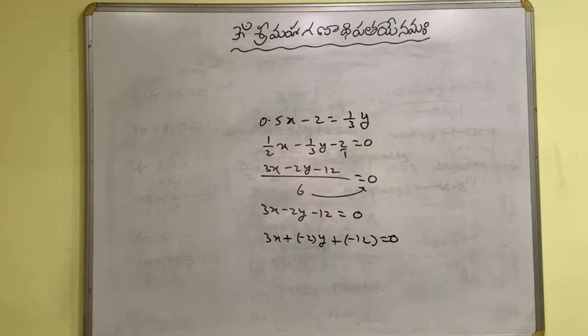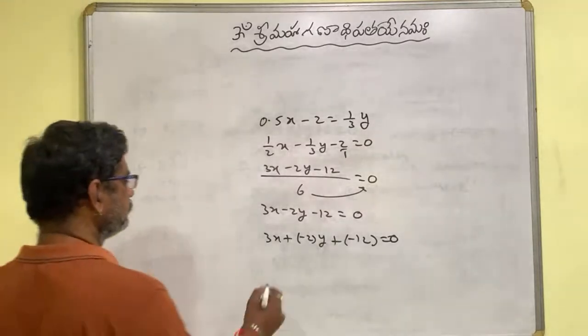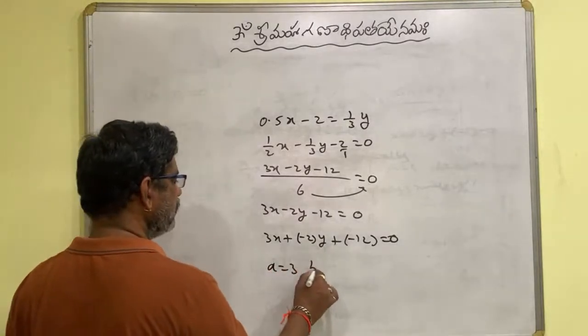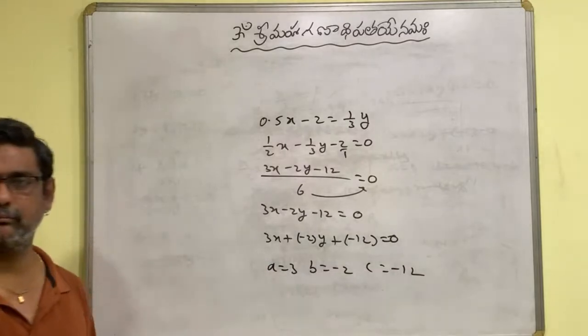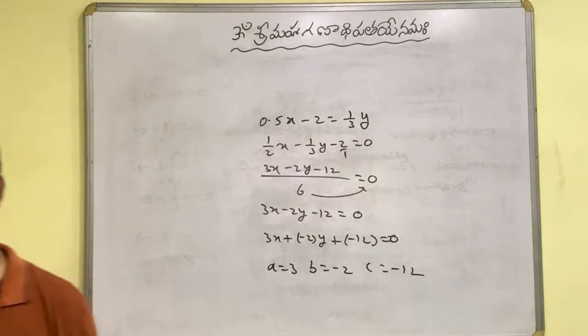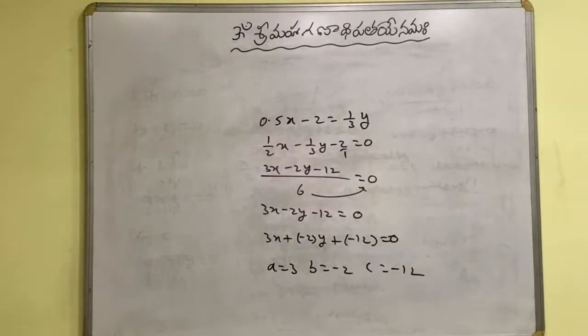Yeah, right. Everyone is right. But if you simplify it more, you will get a is 3, b is negative 2, c is negative 12.